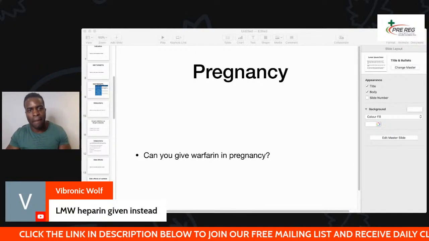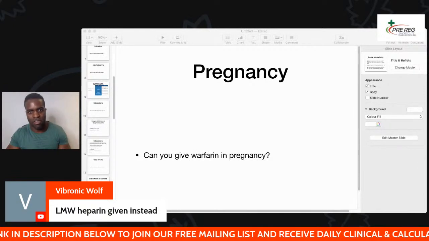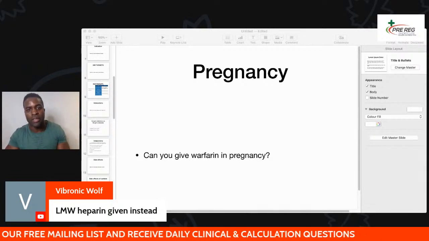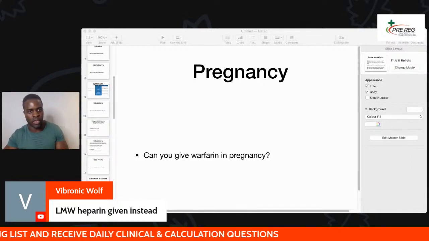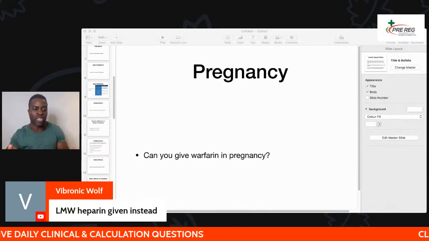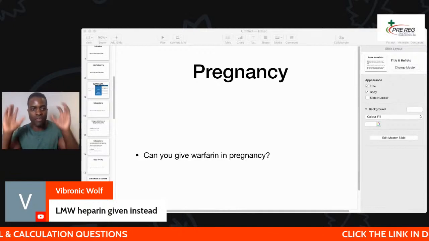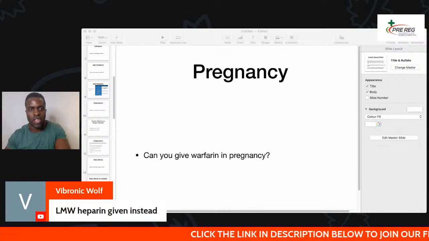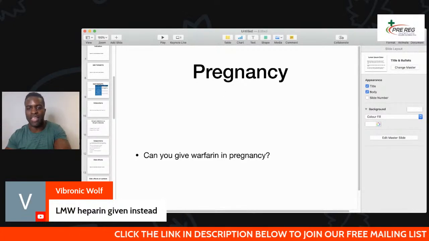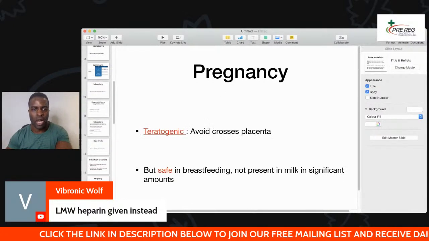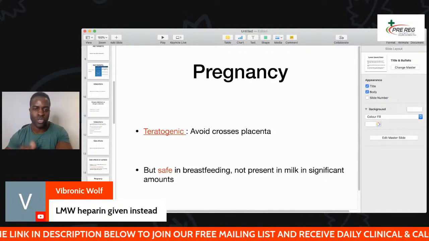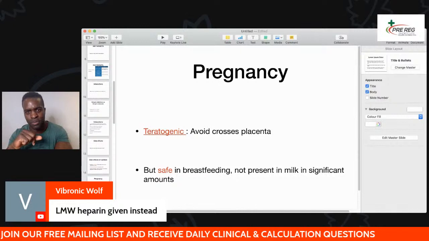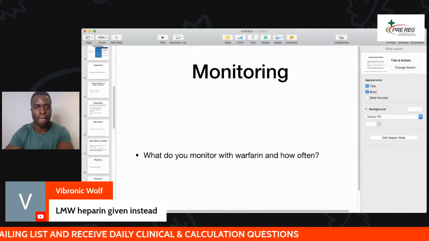Give LMWH instead. Right, but sometimes you have no choice, that patient has to have warfarin, then they have to be monitored. Okay, so if there's no other alternative, and they have to take that warfarin for whatever reason, then they need to be monitored constantly. So great stuff, all correct, guys. Good stuff. So avoid it in pregnancy, but it is safe in breastfeeding. Although it's not safe in pregnancy, it is safe in breastfeeding because only small amounts get into your breast milk, so it's not that bad if you're breastfeeding.